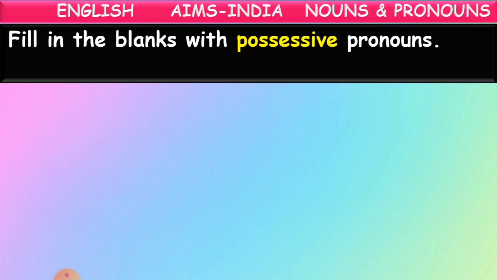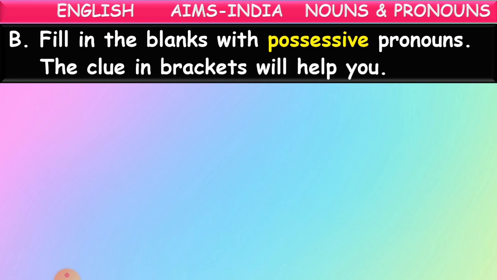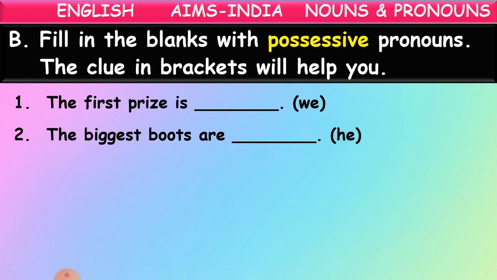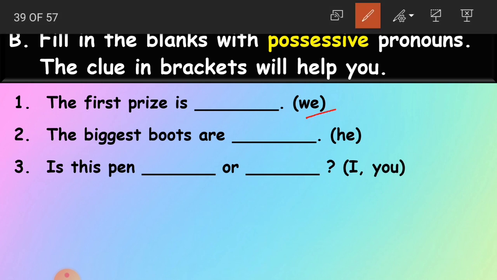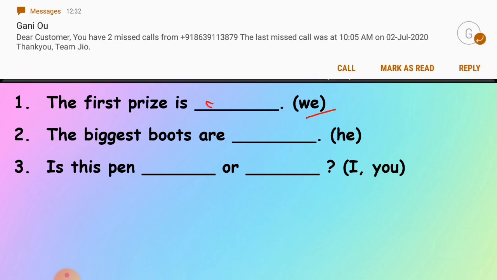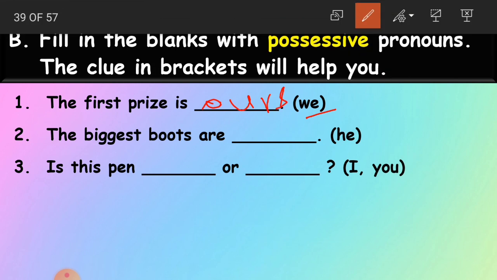Okay, children? So again we'll continue with the other exercise here. Fill in the blanks with possessive pronouns. Here again we are going to do some more sentences. The first prize is dash. We has to change. This has to be changed. The first prize is ours. Okay, children. The first prize is ours.